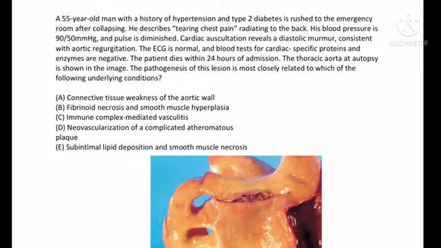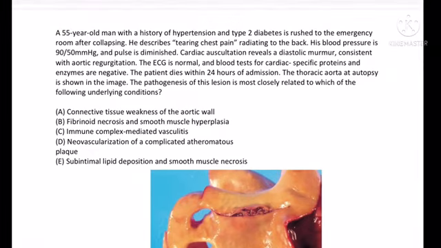The pathogenesis of this lesion is most closely related to which of the following underlying conditions: connective tissue weakness of the aortic wall, fibrinoid necrosis and smooth muscle hyperplasia, immune complex mediated vasculitis, neovascularization of complicated atheromatous plaque, or subintimal lipid deposition and smooth muscle necrosis. So if you are unable to see the autopsy image given here and unable to understand it, then the question itself gives complete details of the pathology. You can easily make a diagnosis from the symptoms only.